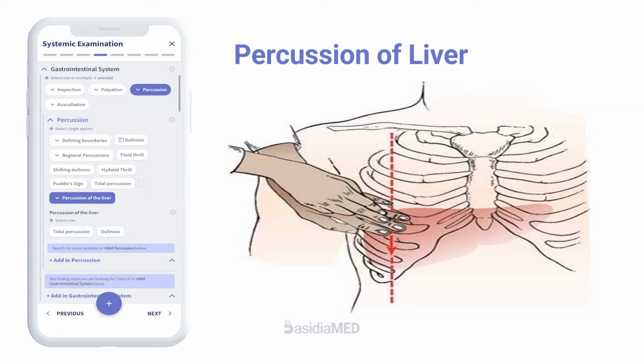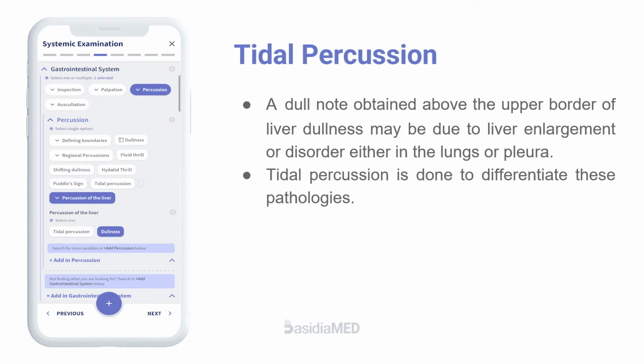To locate the lower border of the liver, percuss along the right midclavicular line from below the umbilicus, upwards to the right costal margin. A dull note obtained above the upper border of liver dullness may be due to liver enlargement or disorder, either in the lungs or pleura. Tidal percussion is done to differentiate these pathologies.